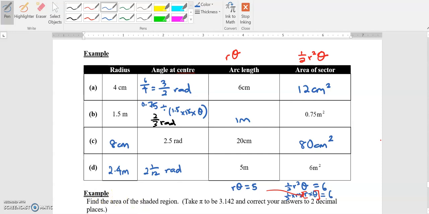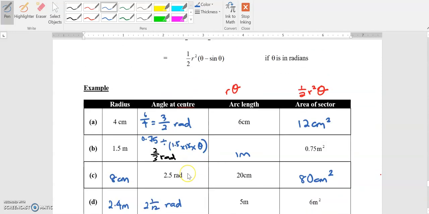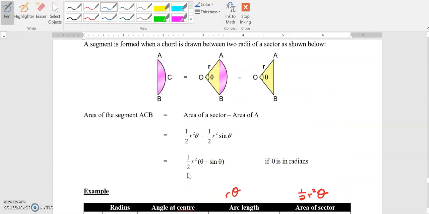With this quick revision on arc length and area of sector, let us now look at a segment. What is a segment? A segment is formed when a chord is drawn between two radii of a sector as shown below. So you see this slice here is known as a segment. This is a sector, and this obviously is my triangle. So I can see that my segment essentially is one sector with the yellow triangle taken away. The pink segment is actually my entire sector, taking away my yellow triangle.